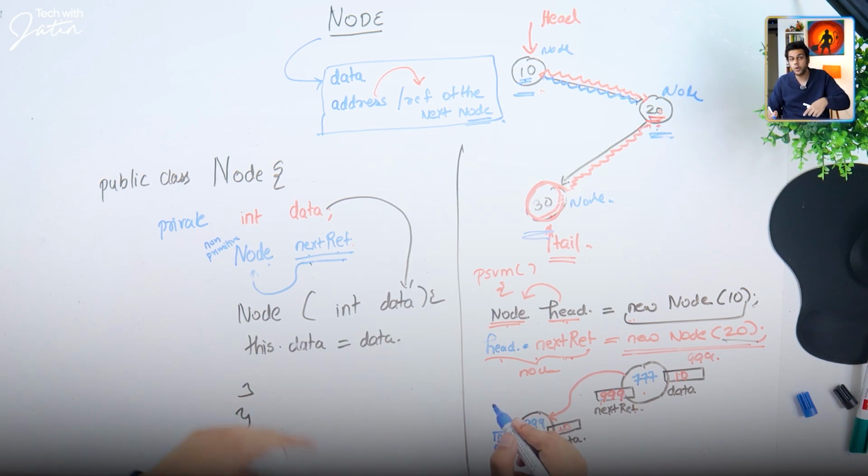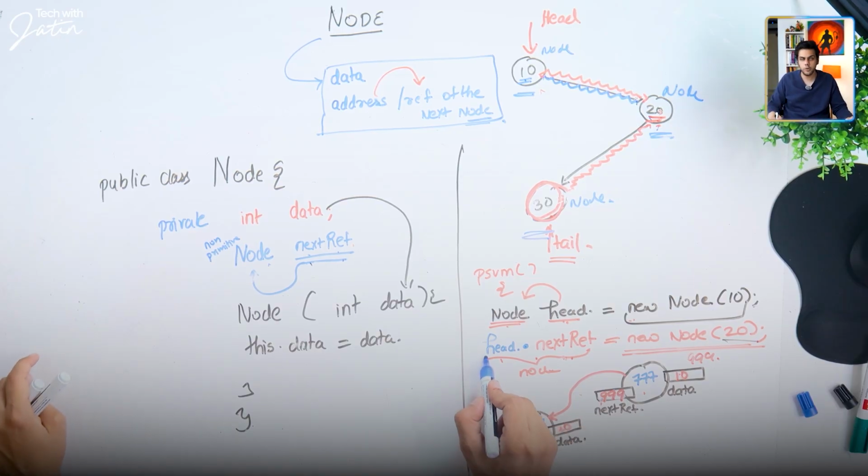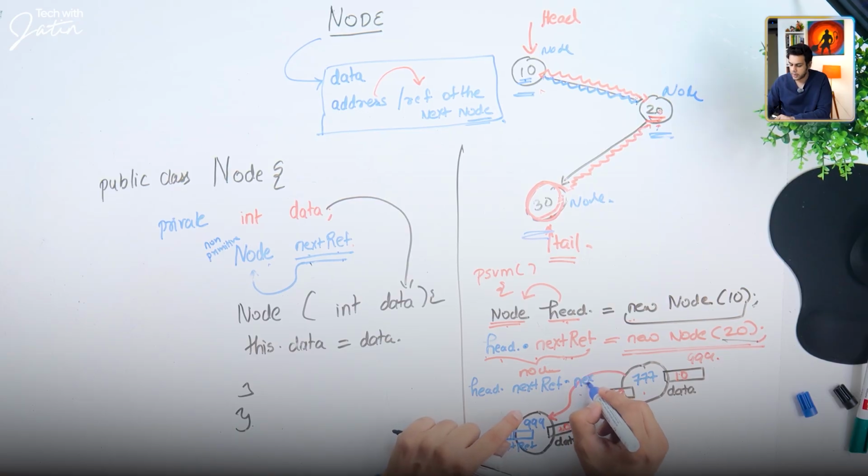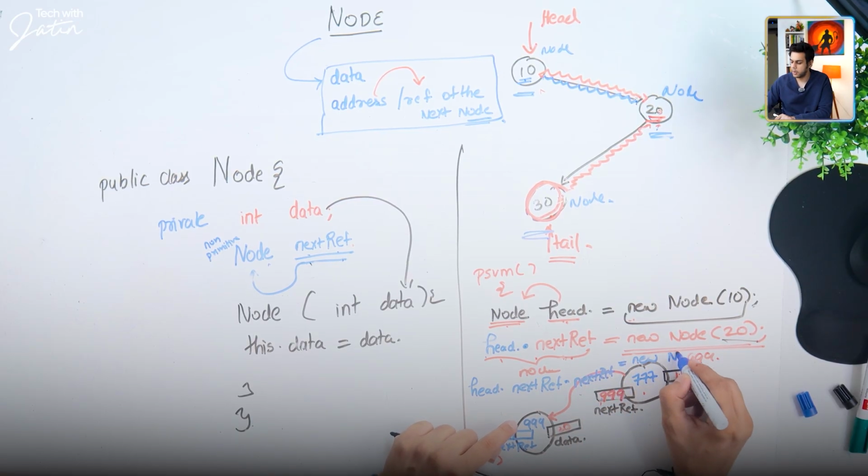Now the same thing. Let's say I want to store another node. I'll use head only as a reference. Head dot next reference dot again the next reference equal to new node 30.